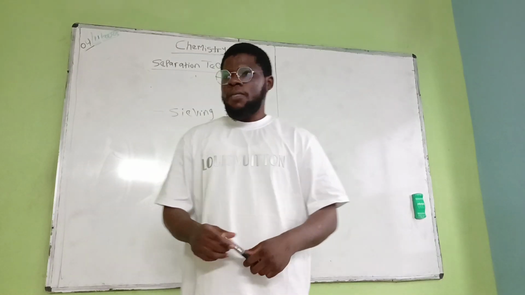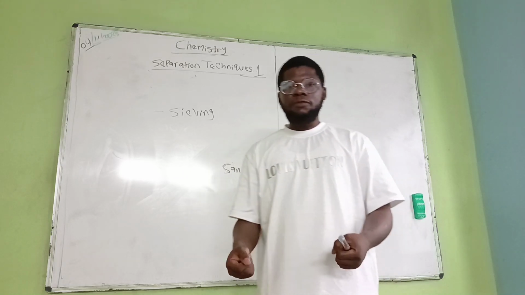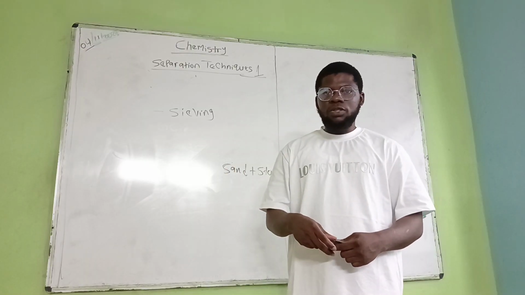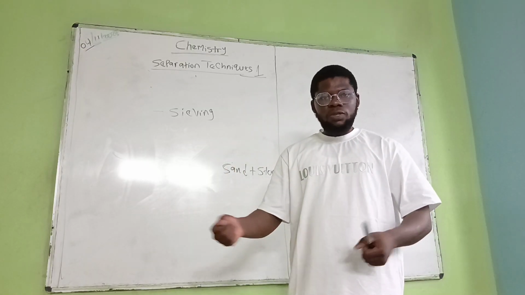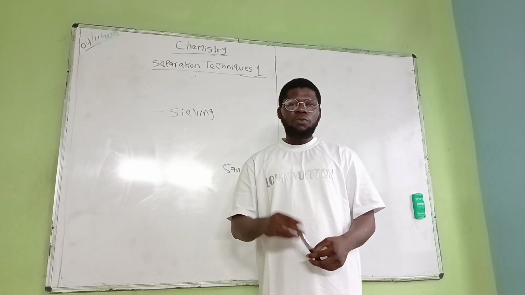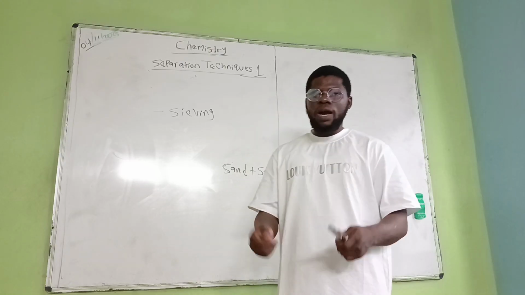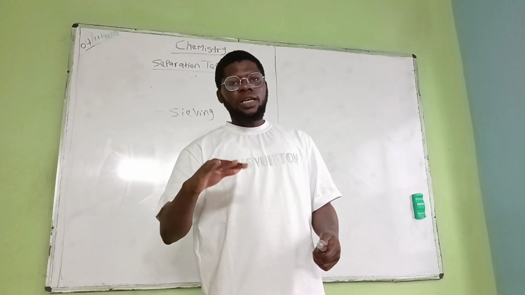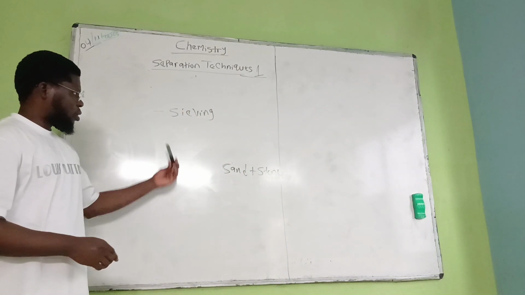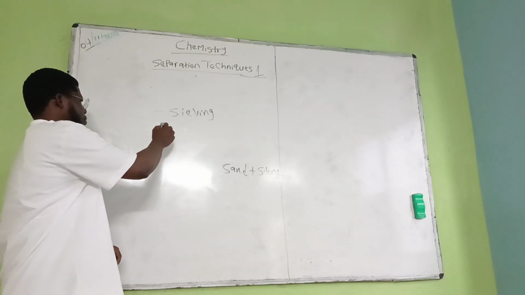How is it done? We have something we call a sieve. This sieve is what we're going to use in carrying out this process. We'll pour our mixture inside the sieve, then we'll sieve it. You notice that the smaller particles will go into the container, while the larger particles will stay inside the sieve. This is the way to go about sieving as a method of separation. Now, the next one.